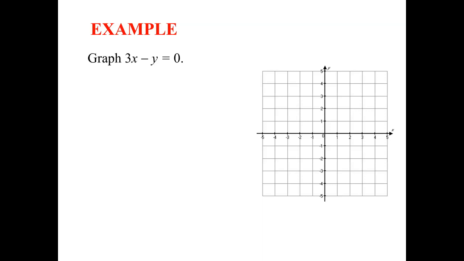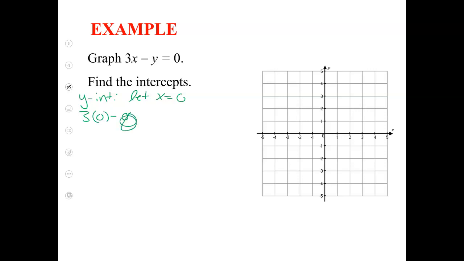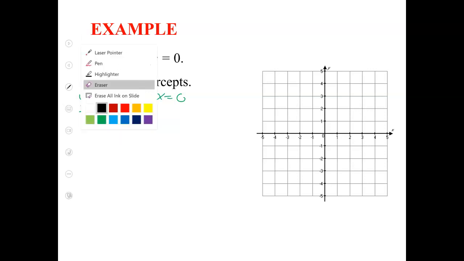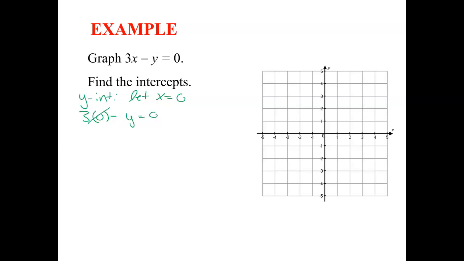3x minus y equals 0. Let's find our intercepts, both x-intercept and y-intercept. Let's find the y-intercept first. How do I get my y-intercept? Set x to 0. So I get 3 times 0 minus y equals 0. That goes away. Negative y equals 0. y equals 0. So what is my y-intercept?